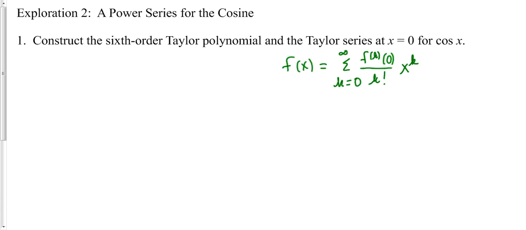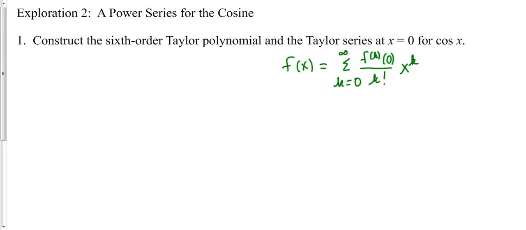f of x is equal to the summation from k equals 0 to infinity of the kth derivative of f evaluated at 0 divided by k factorial times x to the k. And the sixth order Taylor polynomial will be the first 7 terms of this series, going from k equals 0 to k equals 6. So to construct this, we will need to find the first 6 derivatives of cosine x.